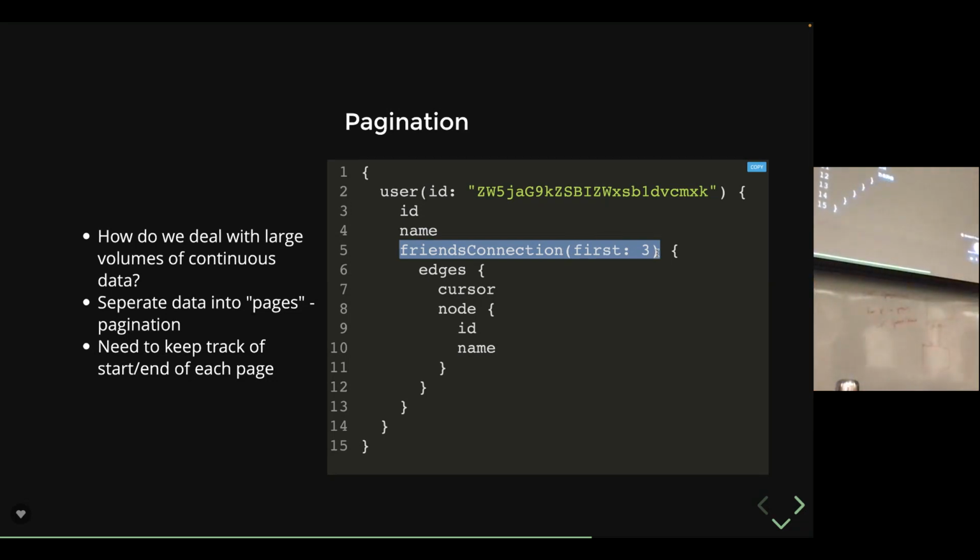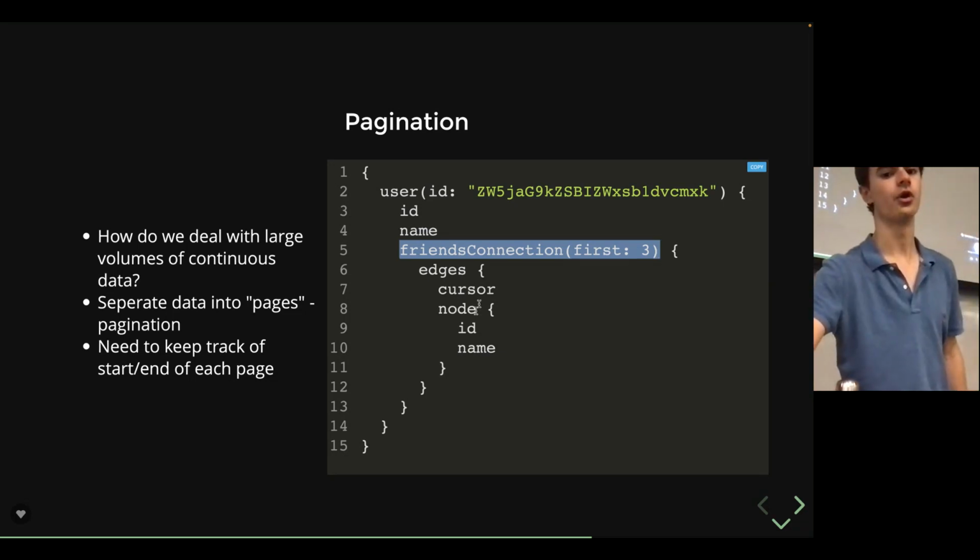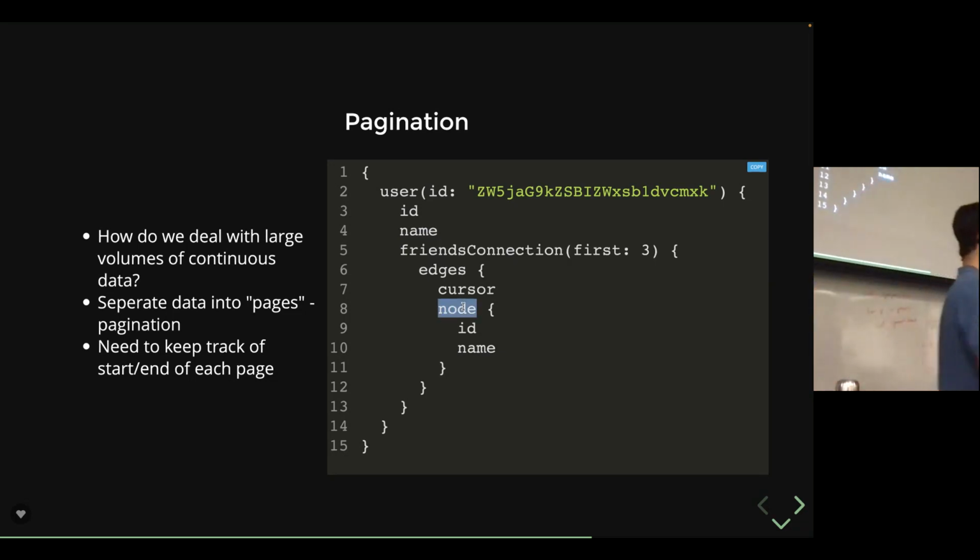What that will give me is 3 edges. And each edge has a cursor, which you can just think of as being like an index, right? An offset in your page. And then the other part of the edge is the node, and that is the friend itself. And each node, of course, is another person, so they'll have an ID and a name. Now, we're using a lot of graph speak here, right? We're talking about edges and nodes and connections.